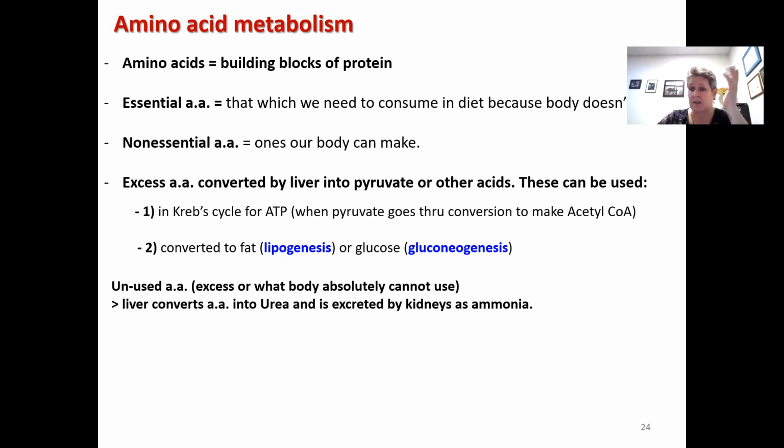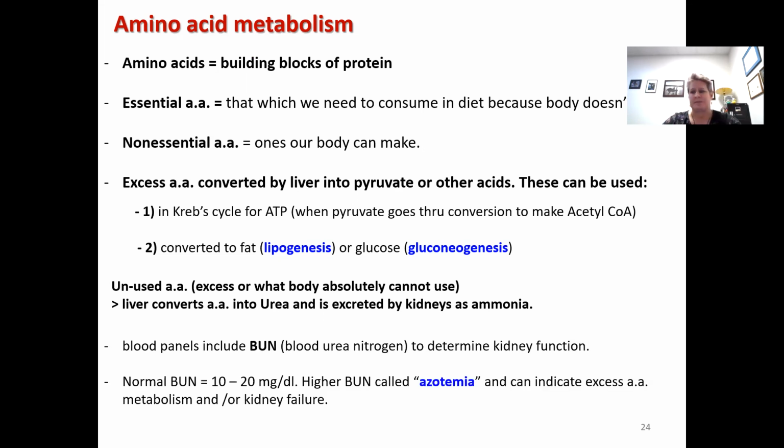All right, so it's a waste product, and the body's getting rid of it. Now, blood urea nitrogen, or BUN, there's normal values for that, just like everything in nursing, right? And measuring BUN in the blood can help determine if someone's kidneys are functioning correctly. So there's a normal range for blood urea nitrogen, and anything higher than that is called azotemia. And it can indicate that there's too many amino acids in someone's body, or that their kidneys aren't excreting it as ammonia. Okay, it could also indicate liver problems.